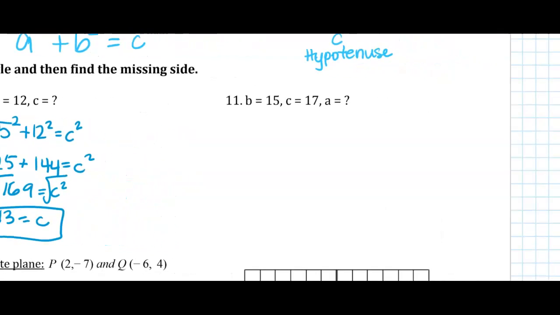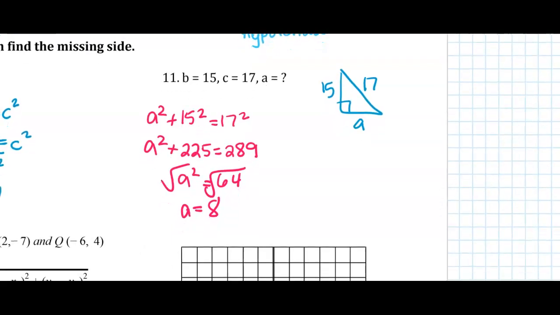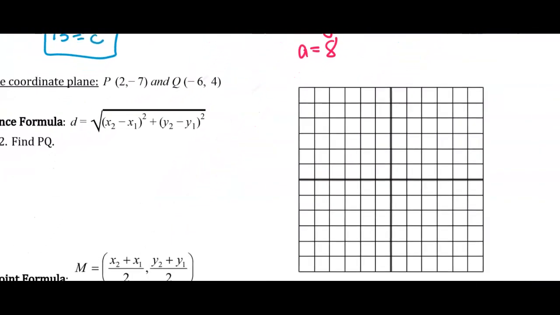You try number 11. Looking at number 11, you should have done a squared plus 15 squared equals 17 squared. So then you would subtract 15 squared from both sides and then square root to get 8. Remember, the biggest number will always be on the right because c will be the longest side of your triangle.